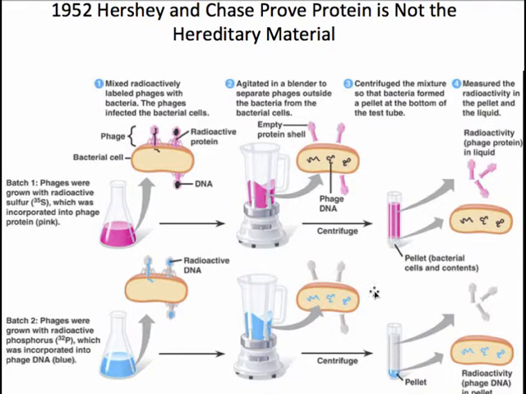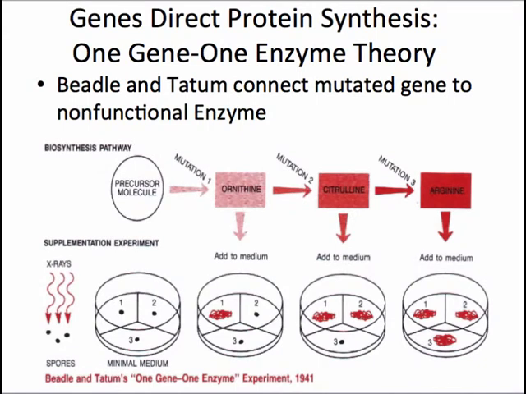And so then, building on these experiments, another group came up with the theory that genes were directing protein synthesis, and they came up with what we call the one gene, one enzyme theory. Two scientists called Beadle and Tatum made a connection that if a gene is mutated, then we have non-functional enzymes that result. And so they started to link that for each gene, there was an enzyme.